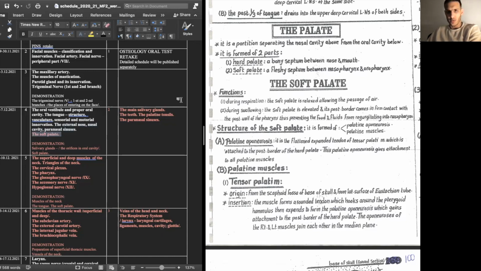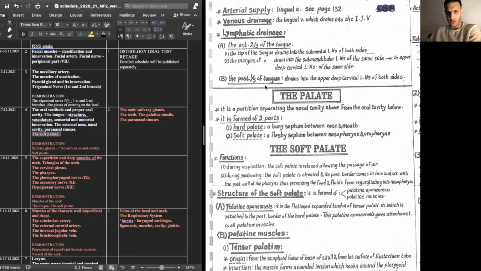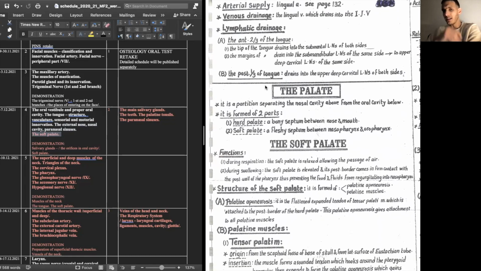The palate is a partition separating the nasal cavity above from the oral cavity below. It is formed of two parts, of course, the hard palate and the soft palate. Today we're going to be discussing the soft palate. The hard palate is the bony septum between the nose and the mouth, and the soft palate is a fleshy septum between the nasopharynx and the oropharynx.